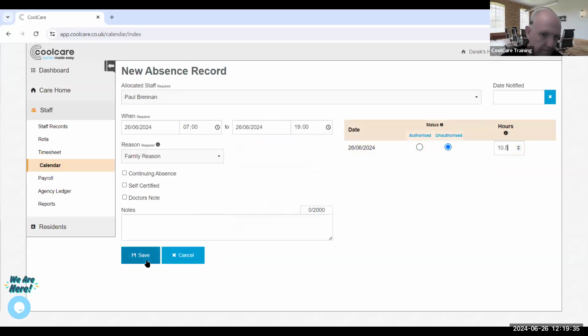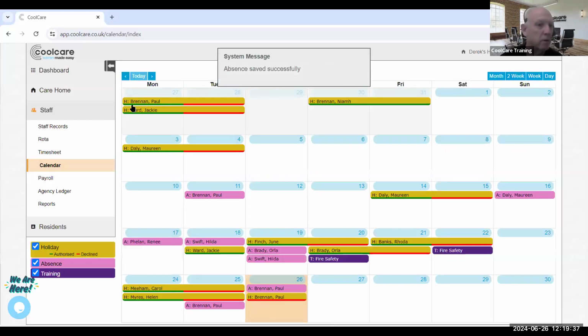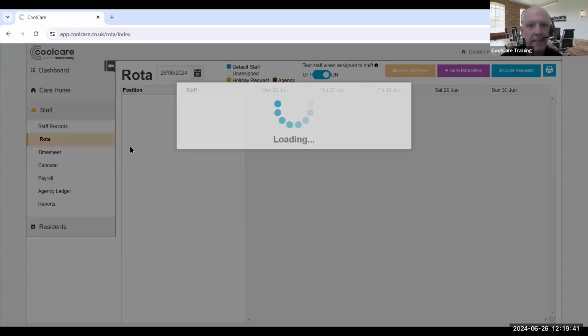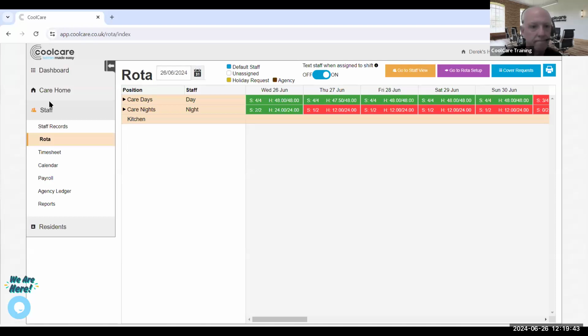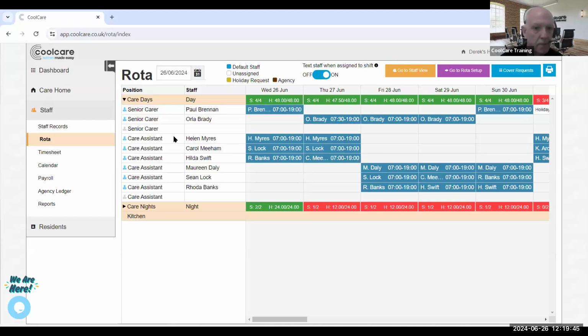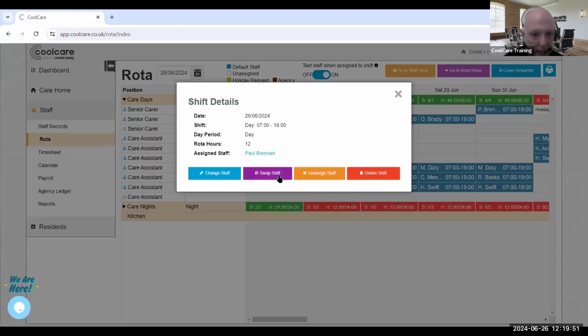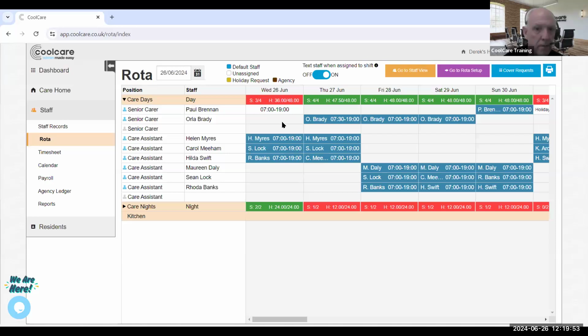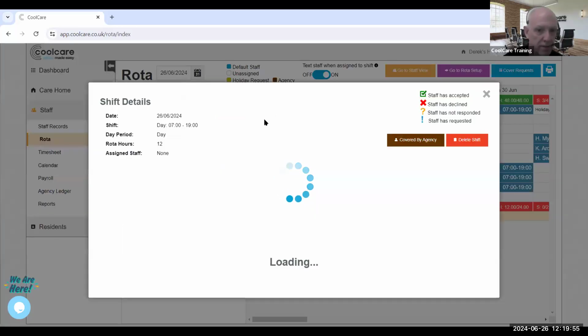When I save it, first thing it won't do is it won't ask me to take him off the rota. If I go to my rota, you'll see his name is still there. But maybe I'm getting someone else in to cover his shift. There's no problem. I can click here. I can unassign him. And I could put someone else in to cover that shift.